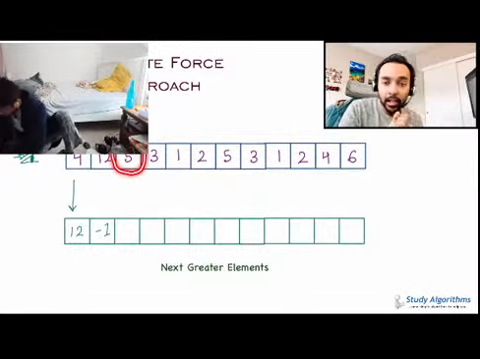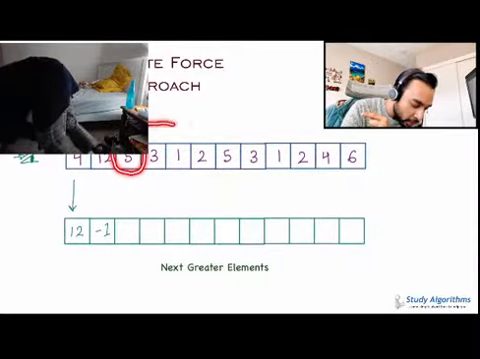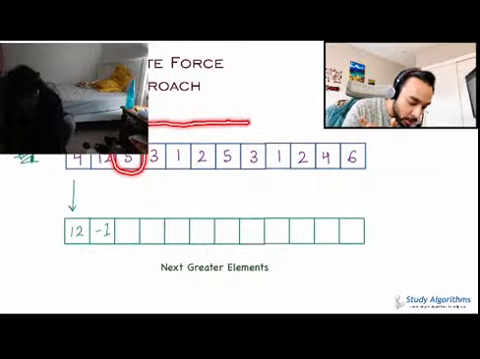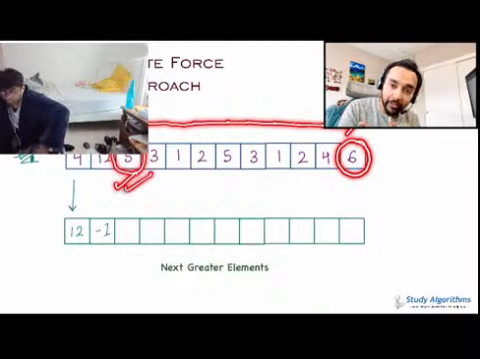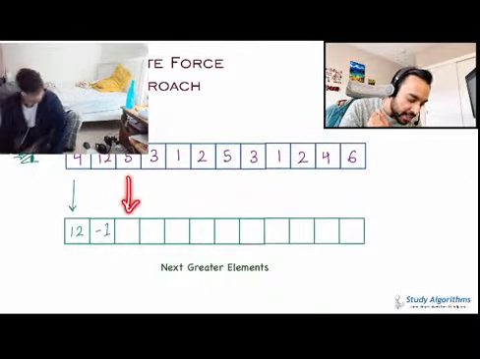Moving on to our next element, that is 5. So to find the next greater element, start looking to the right of 5. 2 is smaller, 5 is equal, so you go ahead. 3 is smaller, 1 is smaller, 2 is smaller, 4 is smaller, and then ultimately you get 6. 6 is greater than 5, right? So for element number 5, the next greater element will be straight away 6. And you can write this in your output array.